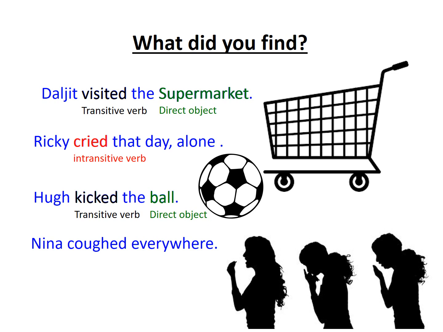And finally, a bit disgusting really, Nina coughed everywhere. Ugh. That's an intransitive verb. Unfortunately, we don't know all the recipients of the virus or germs that she's spreading everywhere. Because there's no direct object, it's an intransitive verb.